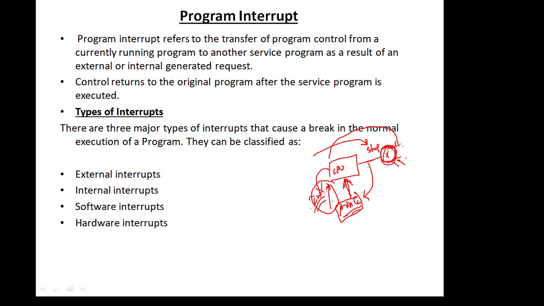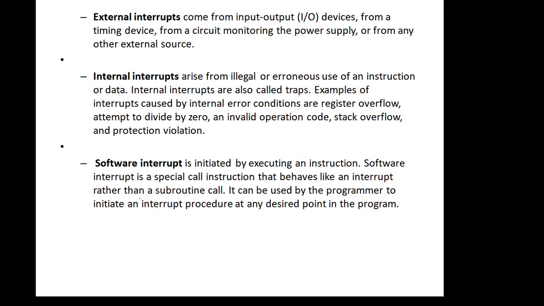So there are different types of interrupts. The first one is the external interrupt, then internal interrupt, software interrupt and the hardware interrupt. The first one is the external interrupt. As the name itself indicates, external interrupts come from the IO devices, like peripheral devices, or from monitoring the power supply or from any other external source. So from outside, we call it an external interrupt.